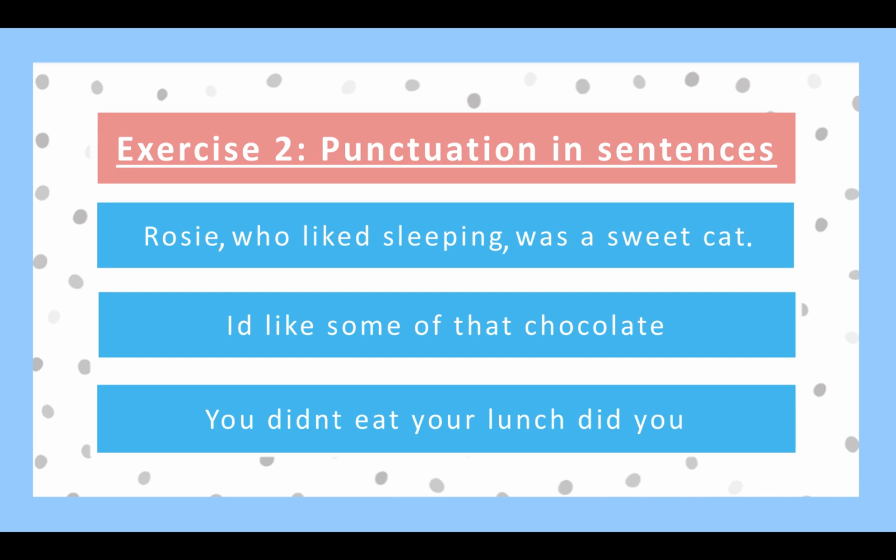Sentence 2. I'd like some of that chocolate. In this sentence, we can see the use of a contraction in the word I'd. A contraction is the cutting and blending of 2 or more words put together to create a new shorter word. So, for instance, in this example, I'd would have been I would. For a contraction to be correctly used, there is the need for an apostrophe between the 2 words. Therefore, an apostrophe would go here.